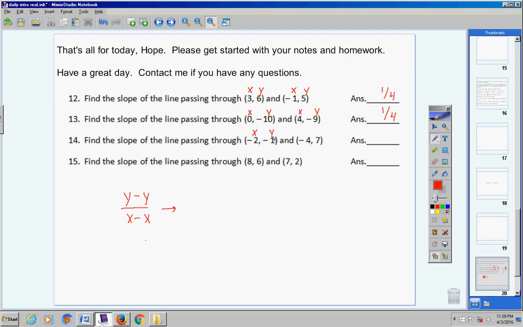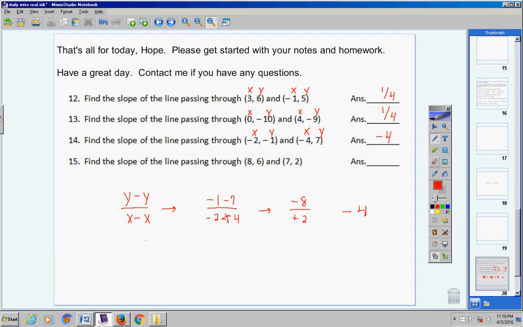X, y, x, y. So y minus y. Negative 1 minus 7. X minus x. Negative 2 minus a negative 4. Well, negative 1 minus 7 is negative 8. Negative 2 minus a negative 4 is negative 2 plus 4, or positive 4, which gives you a positive 2. A negative over a positive is negative, and 8 over 2 reduces to 4 over 1, or just negative 4.